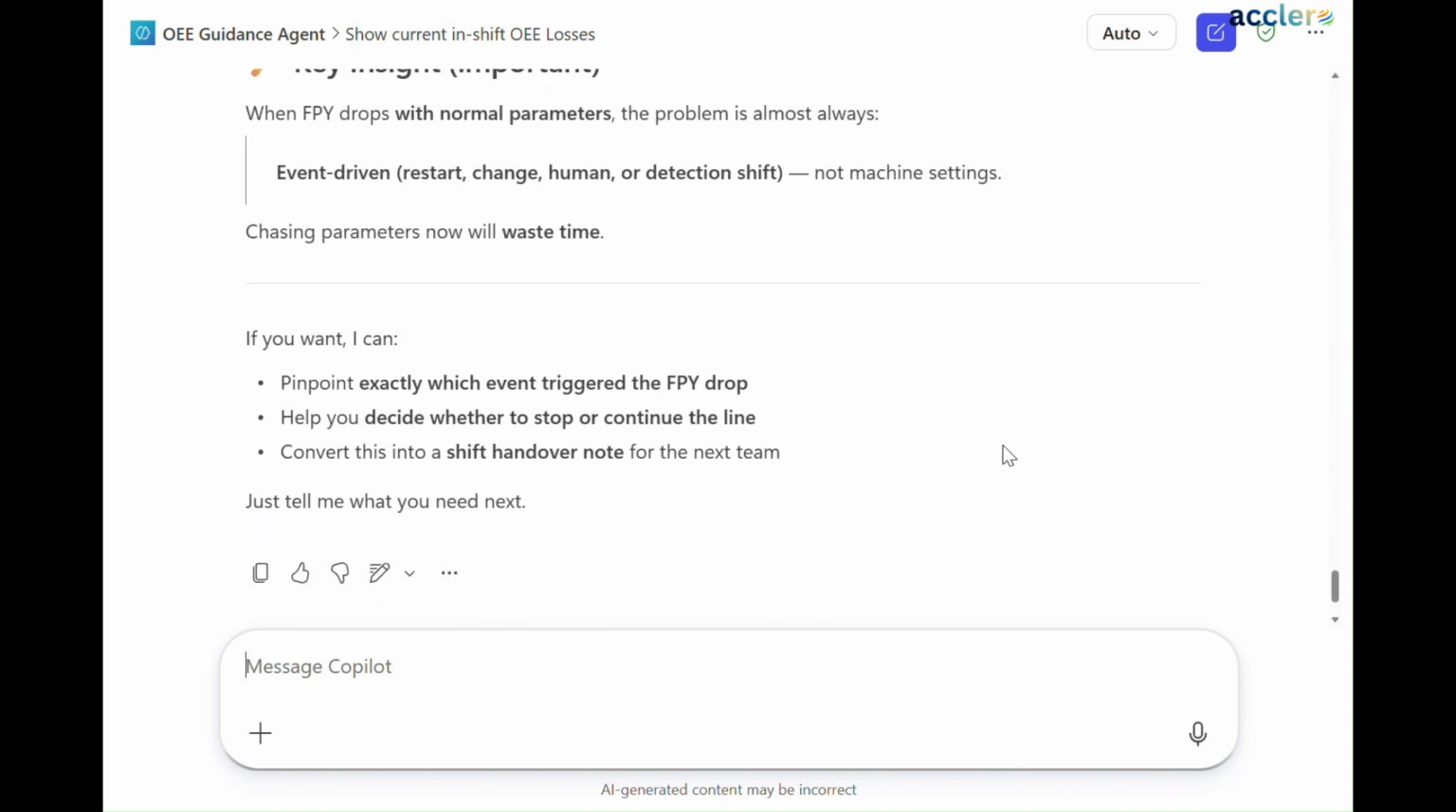So this solution is not about improving OEE reporting. It's about improving execution by acting earlier, assigning ownership clearly, and intervening in real time. Teams shift from explaining losses to preventing them. That's when OEE becomes a discipline, not just a metric.